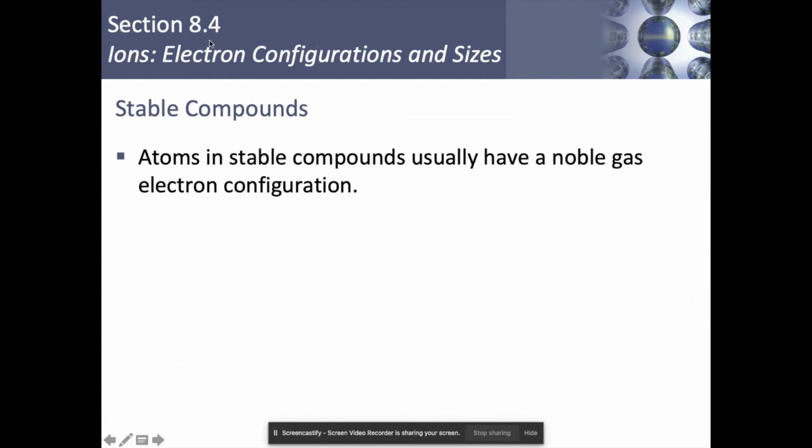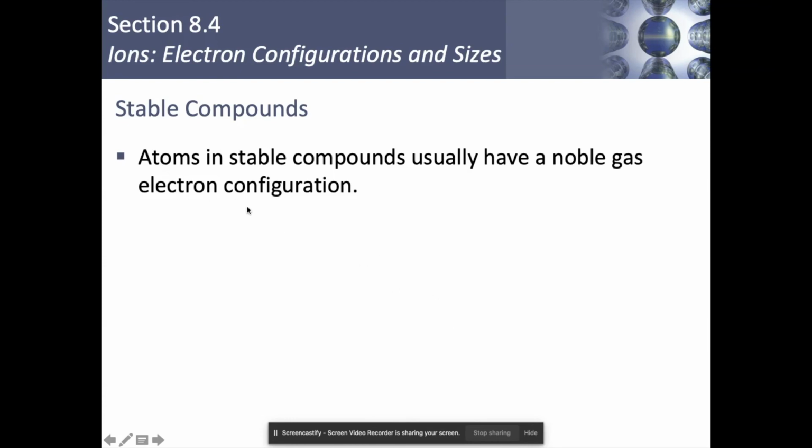Now, what about section 8.4, ions and electron configurations and sizes and stuff like this? So now we're talking about stability, right? So why exactly do particular atoms form ions and others really don't? Because again, we're talking about ionic bonds to some degree. And so in order to form an ionic bond, you need a cation and you need an anion.